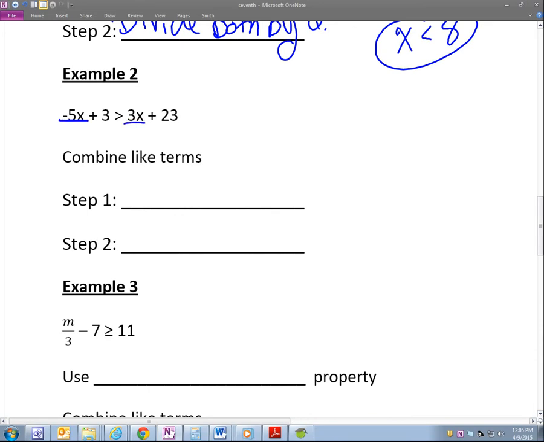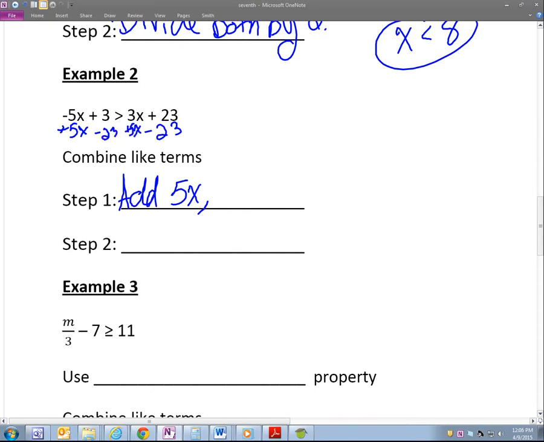stuck with the variable. Which is bigger, -5 or 3? Yeah, 3 is bigger. So I'm going to add 5x to both, because that's the inverse. And also I'm going to subtract 23 from this side.